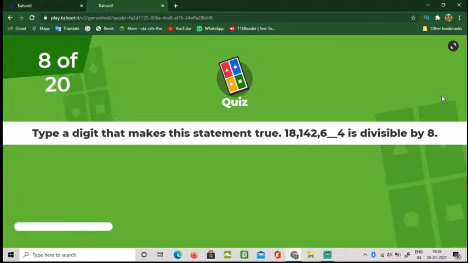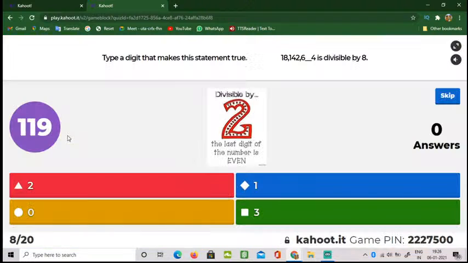It's the eighth question. So find the digit that is divisible by 8. I think the image is wrong here. Don't mind that. So let me say the correct divisibility rule. The correct divisibility rule of the number 8 is that the last three digits should be divisible by the number 8.